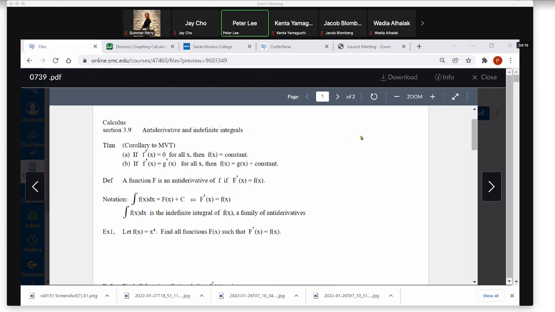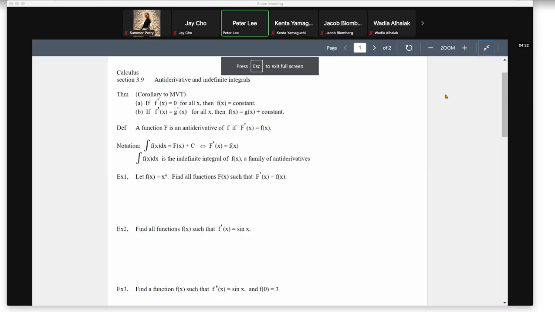Okay, so let's look at it. Section 3.9, antiderivative. What were you saying? Did you put stevia in? Yeah.